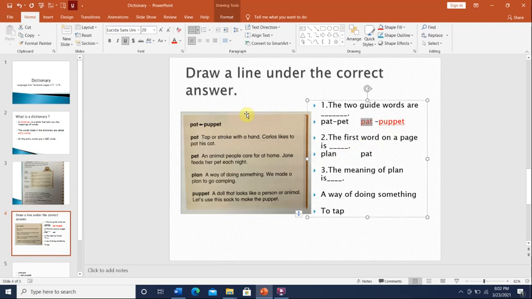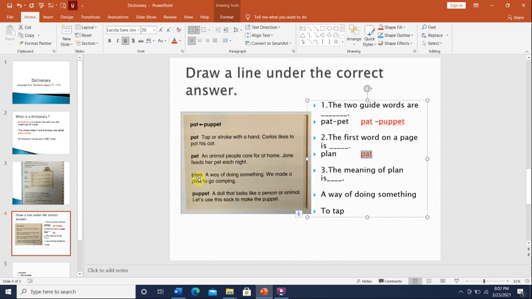We can also find out from the guide word. If we go to the guide word, you'll find that pat is the first word. So I will underline pat. Okay? What about number 3? The meaning of plan. I will go and look at the entry words. We have pat, pet, and plan.